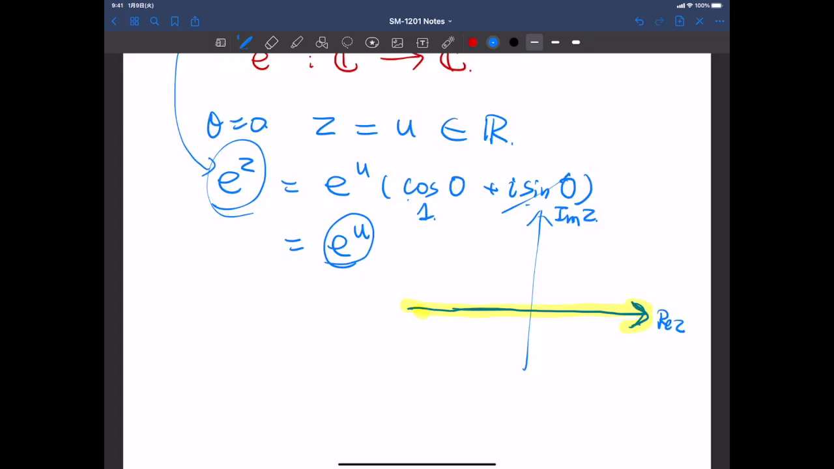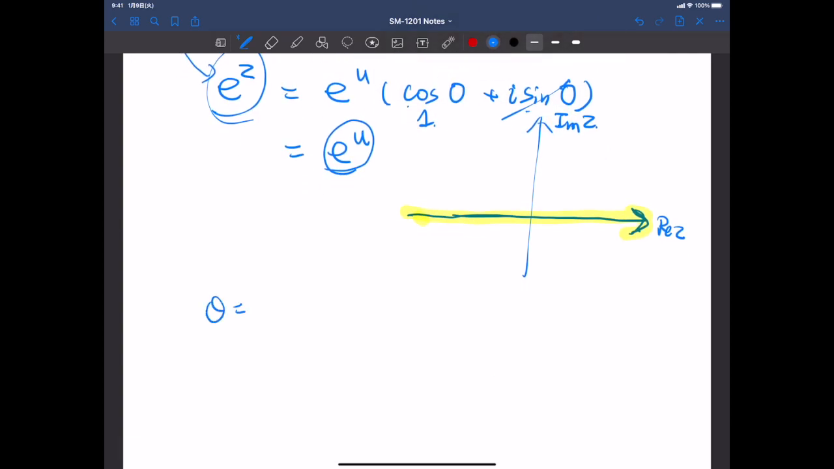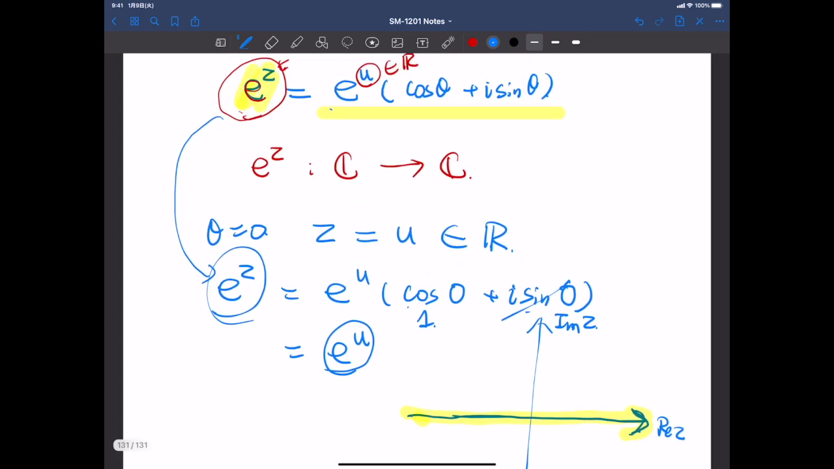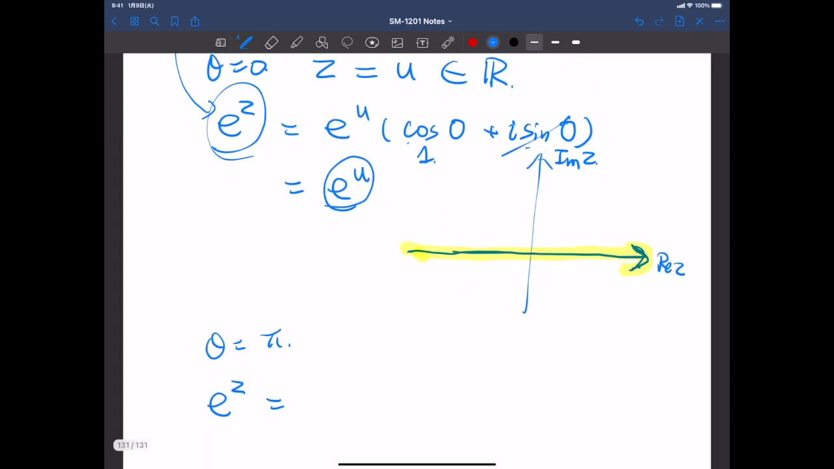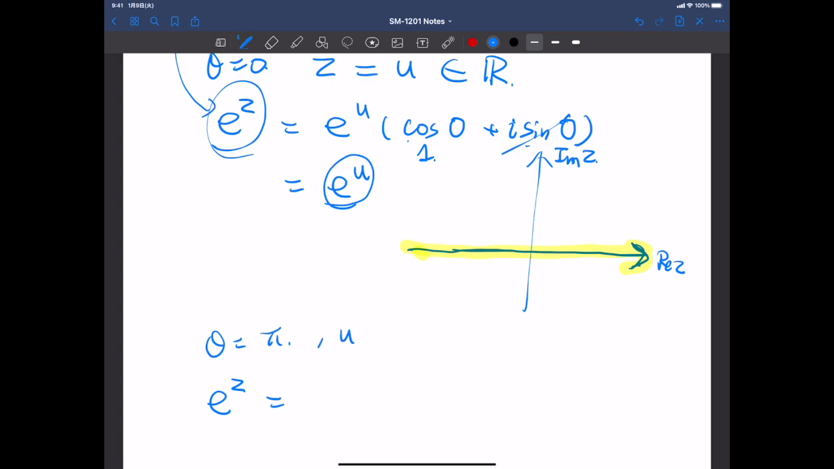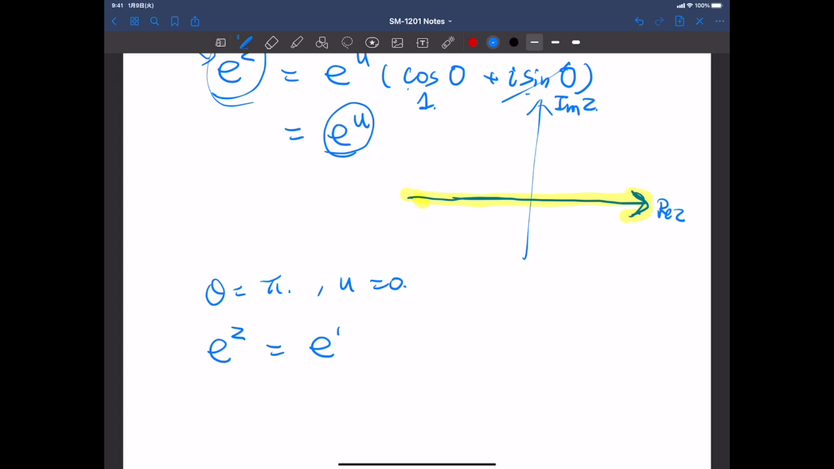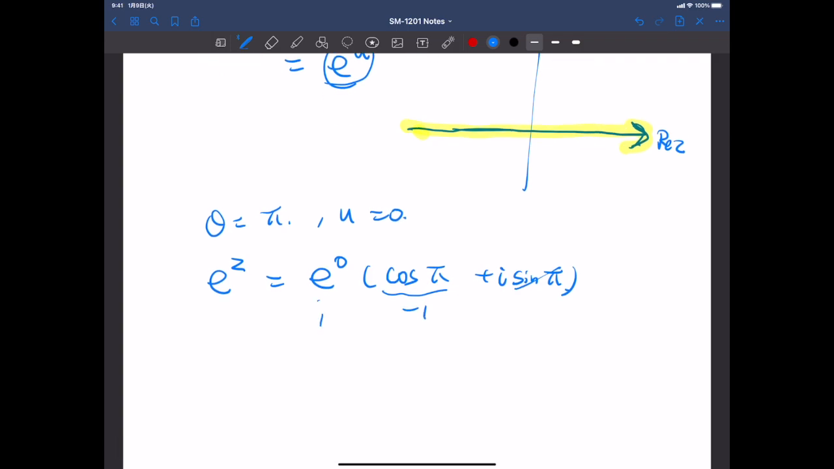And by the way, if theta is pi, then what happens? So that means we have exponential of z is equal to, theta is pi, and let's say u is 0. In this case, we have exponential of 0 and cosine pi plus I sine pi. But sine pi is 0 and cosine pi is negative 1, and this is 1, and z is, in this case, just I pi, right? So e to the power of I pi is equal to negative 1. So this is a very famous equation.